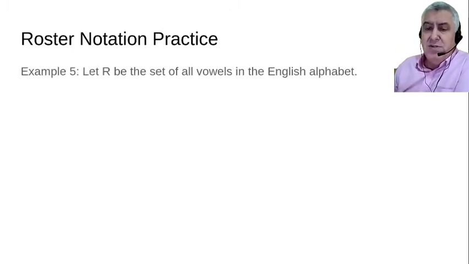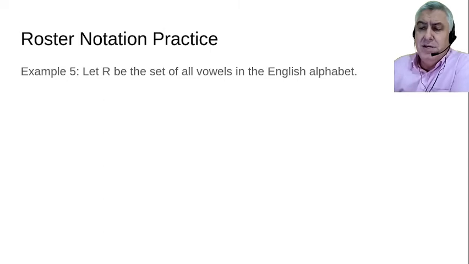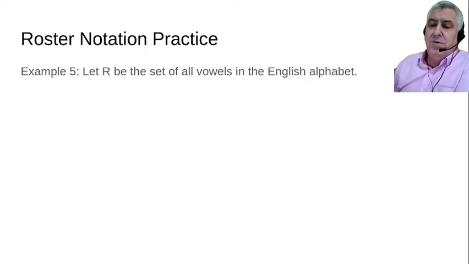Okay, my first one that we're going to practice on: let R be the set of all vowels in the English language. So vowels, the English alphabet I can read. Vowels are things that make sounds like ah, eh, oh. Go ahead and take a second, write down a note, and see if you can write down the set of all vowels in the English alphabet.